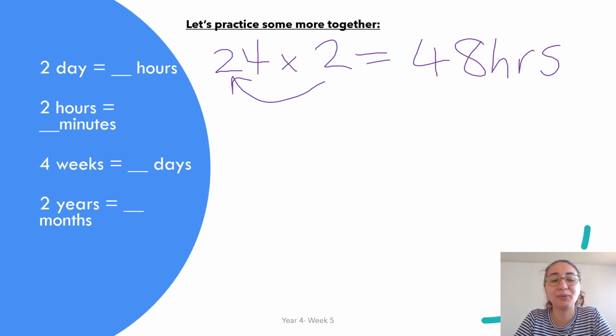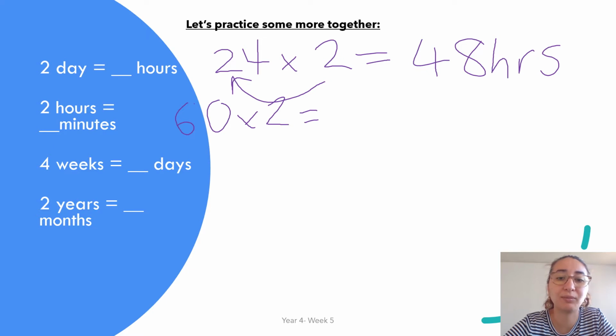When we've got questions asking you for an amount like this, you generally will find what one of them equals and then multiply. So we need to know how many minutes are in one of those hours. If we have 1 hour, we know it is 60 minutes. But to get 2 hours, we will need to multiply it by 2. We'll double it. So 60 times 2.